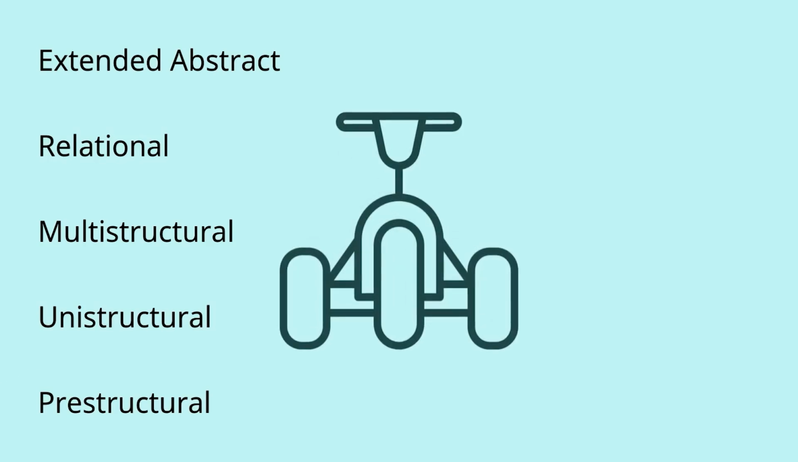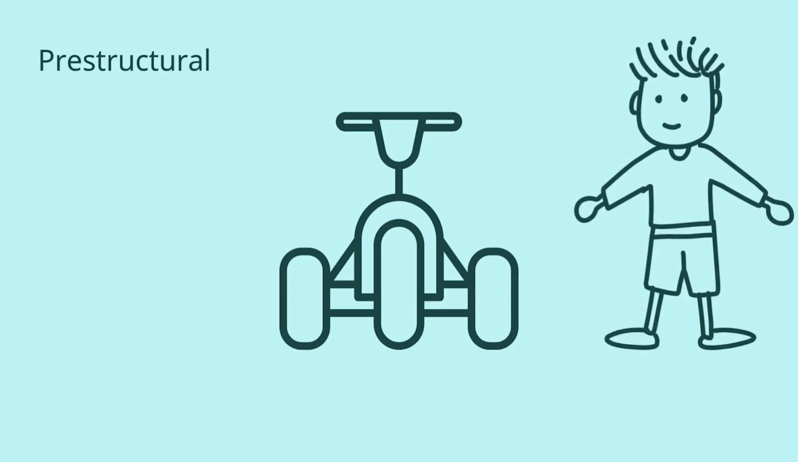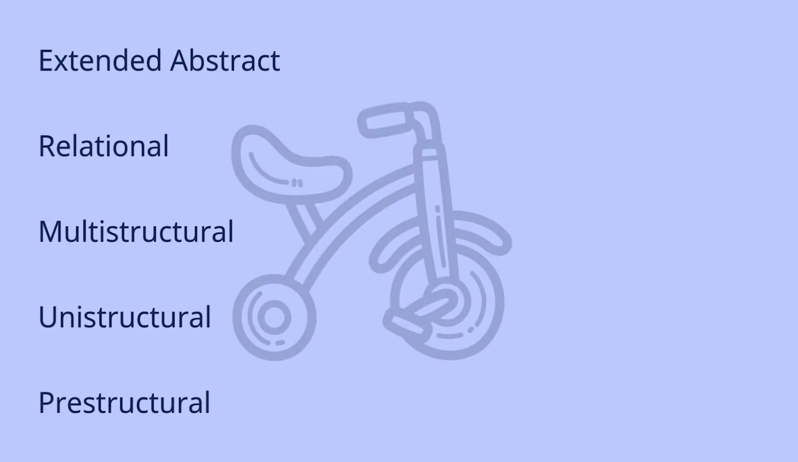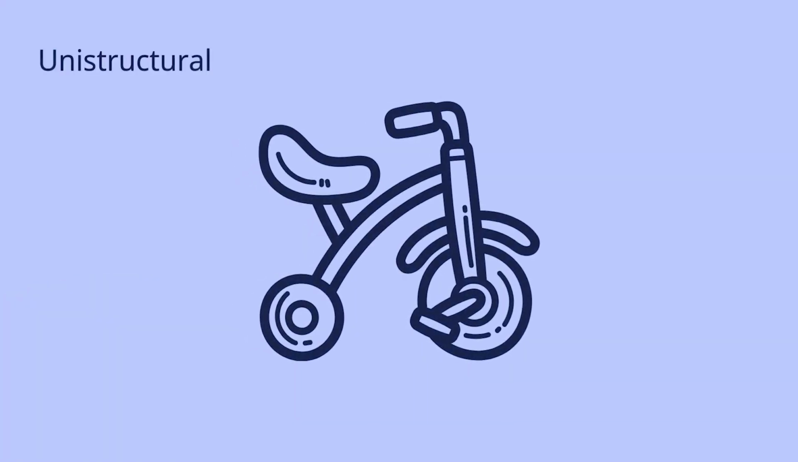At the pre-structural level, the learner has no understanding of what a bike is or how it works. Imagine a young child sitting on a tricycle for the very first time. They don't know what it is. They don't know what to do with it. There's no connection between them and the task. That's pre-structural. At the unistructural level, they learn one thing about the bike. They figure out that pedaling makes the bike move forward. It's a simple, single piece of knowledge, but it's disconnected from the broader understanding.